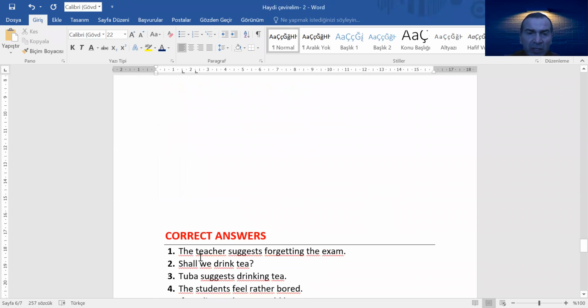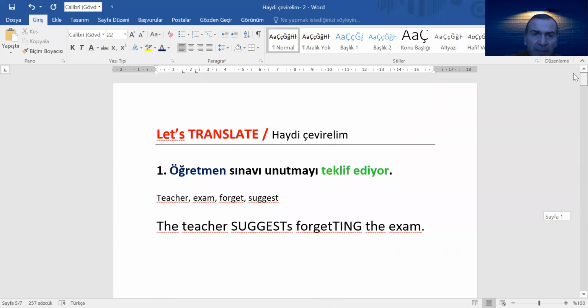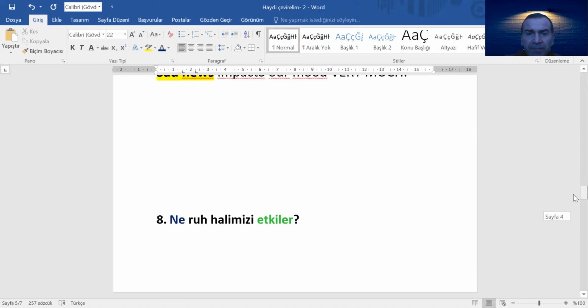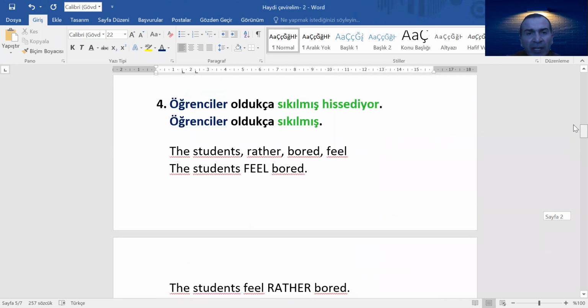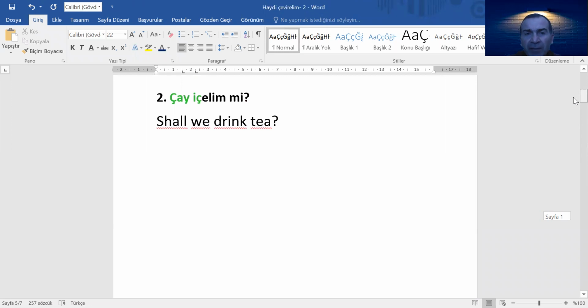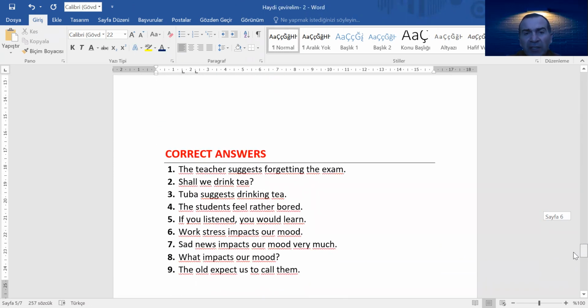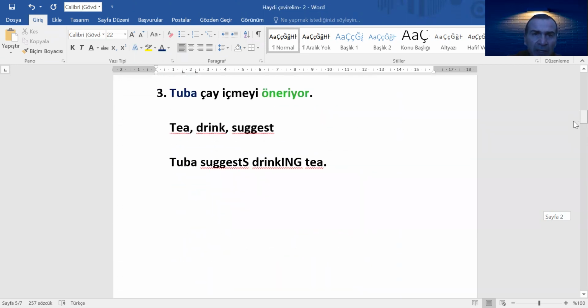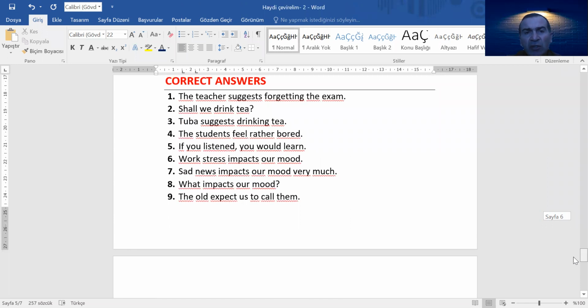Here, the right answers. The teacher suggests forgetting the exam. The second one, shall we drink tea? Shall we drink tea? It is right, you see. The third one, Tuba suggests drinking tea. The fourth one, the students feel rather bored.